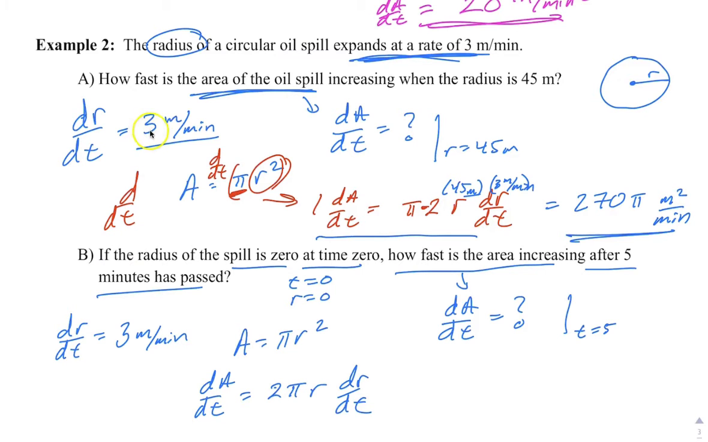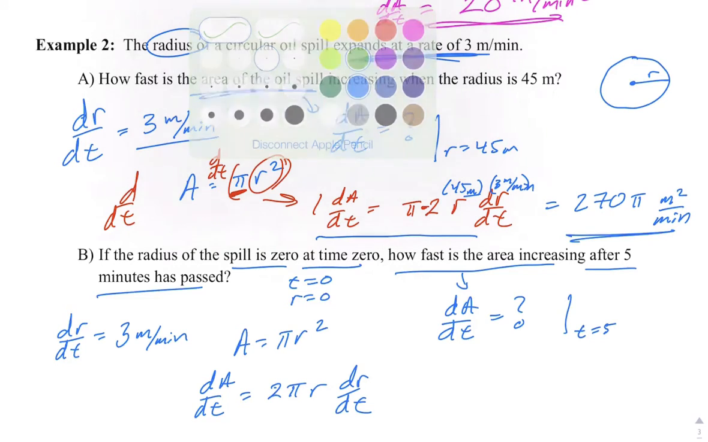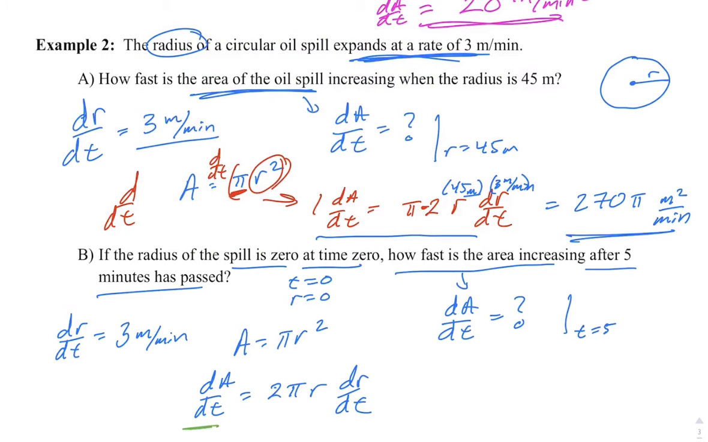Right, and we want to plug everything in. Just like last time, there's going to be one issue. We're looking for this, and we have this, but we do not have the radius. So let's think about how we find the radius. I know the radius is 0 at time 0, and I want to know what the radius is after 5 minutes has passed.